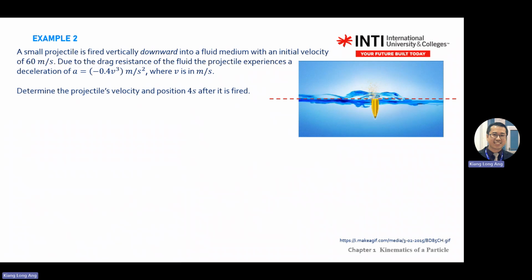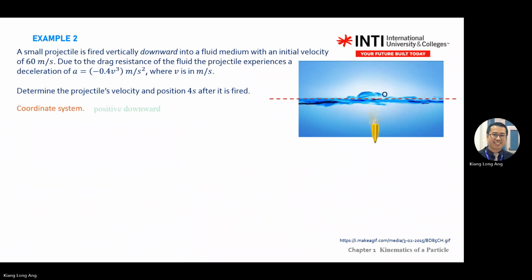All right, now determine the projectile velocity and position 4 seconds after it is fired. You already know how to answer question 1, so for example 2 you should be able to answer also. First, you identify the position or the reference. In this case, you follow the projectile. Going down is positive. In the normal case, going up is positive, but in this case we follow the motion, so that in your calculation everything is positive. We don't want to make ourselves confused.